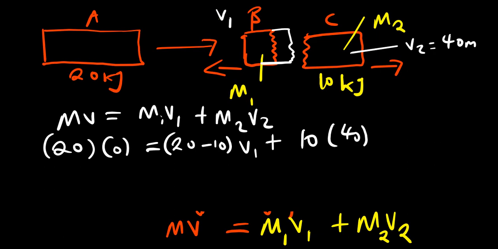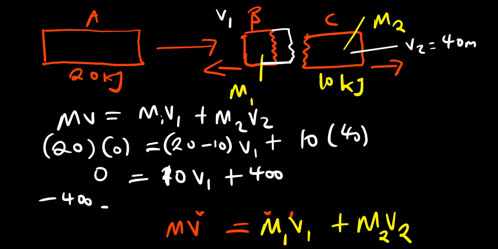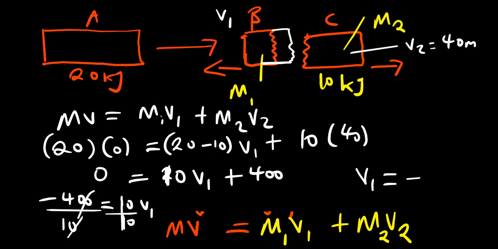Now when I multiply on the left hand side, I'm just going to get a 0. 20 minus 10, that is 10 v1, plus 10 multiplied by 40, that is 400. So now what am I going to have? If I take the 400 to the other side, I'm going to have negative 400 equals 10 v1. Now if I divide by 10 on both sides, the 0 and 0 cancel, and I'm going to have v1 as negative 40 meters per second.